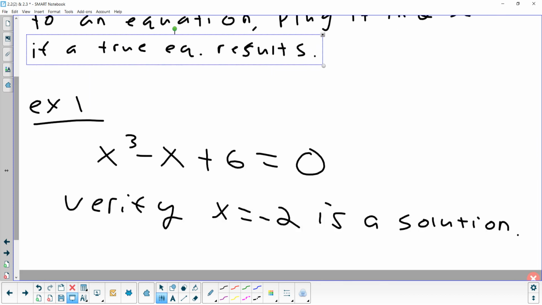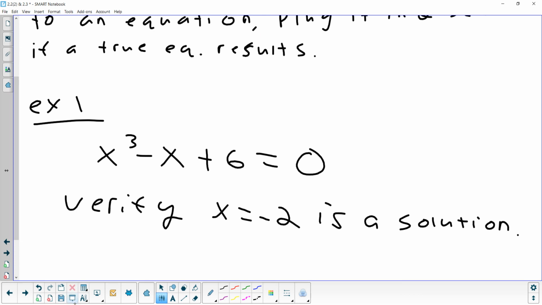Okay, so I want you to verify that negative 2 is a solution. All right, so how about Alejandro, how would I check that negative 2 is a solution to that equation? You replace x with negative 2. Which x? All of them? All of them. Everywhere you see an x, replace it with negative 2.